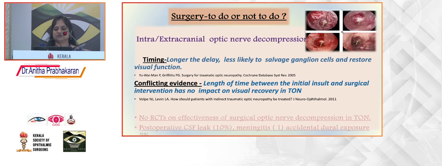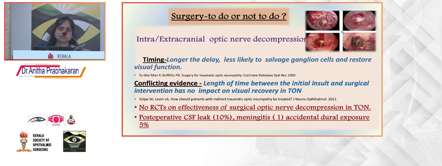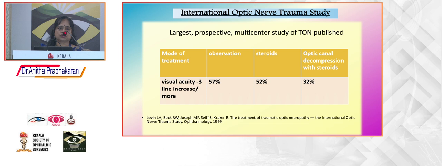There is no impact on visual recovery, and on the effectiveness of surgical decompression as well, there are no RCTs. Here we also have to consider the potentially serious complications like CSF leak, meningitis and accidental dural exposure. We want to draw your attention to the largest prospective multicentral trial of traumatic optic neuropathy ever published, and here it is very clearly seen that the observational group has the maximum visual recovery when compared to the interventional groups.